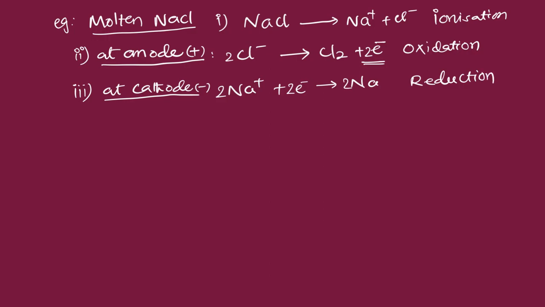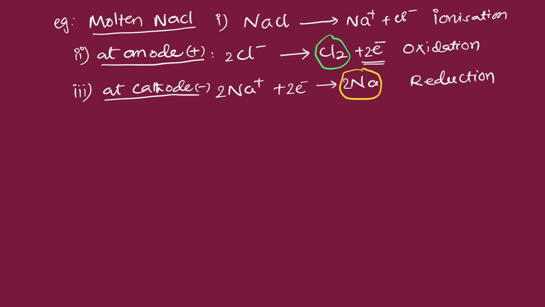So what is the product at anode? Product at anode is Cl2. Product at cathode is sodium. These are the products at anode and cathode.